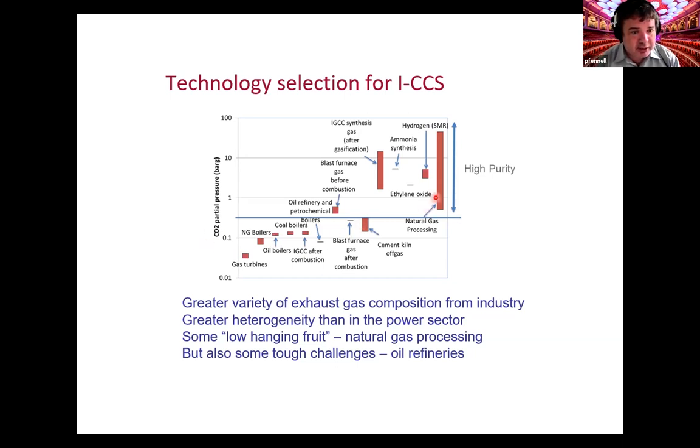If you look up here, you can see that there's some sources of CO2 that have nice high purity, high partial pressure, and are relatively easy to capture the CO2 from. And at this stage, I should just quickly mention that the amount of energy that you have to put in to capture CO2 goes as, strictly speaking, the log of the partial pressure. So as you go up in partial pressure, you have to put in less energy to capture your CO2. So this is why all of these sorts of things should be captured first.